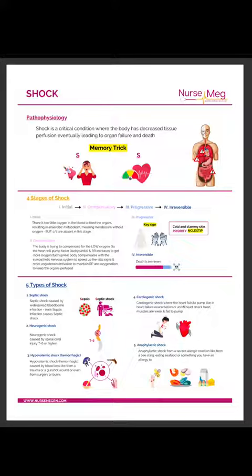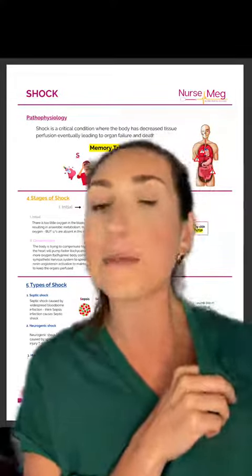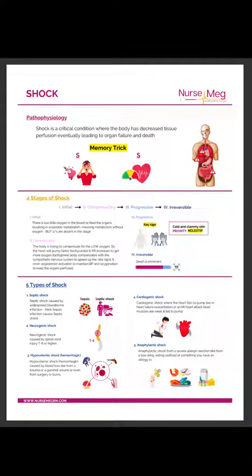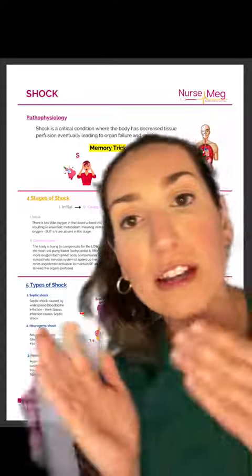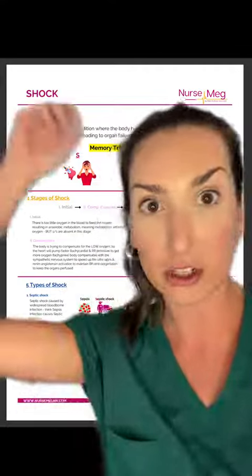Number 1 is septic shock. It's caused by a blood-borne systemic infection. This is septic shock. Now, neurogenic shock is caused by a spinal cord injury, usually T6 or higher.